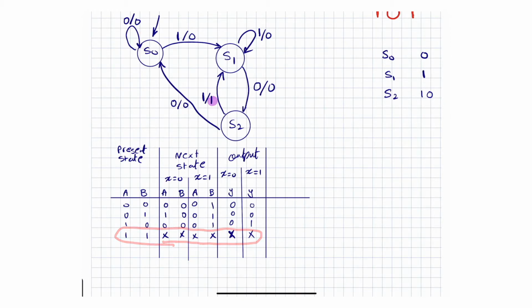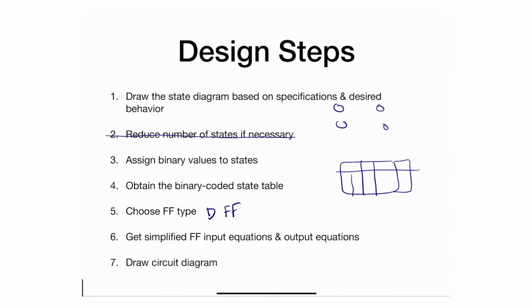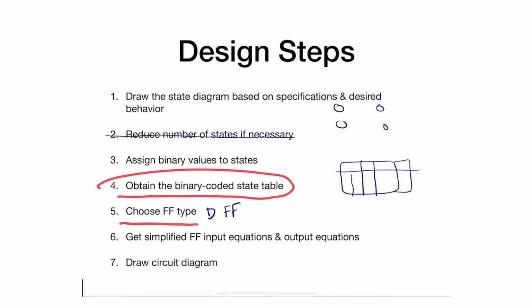state 3. As you can see in here, I'm using 2 flip-flops, so I have 4 states all the way from S0 to S3. I don't have S3, so I can deal with these as don't care, or you can definitely specify them. All right, so let's take a look at what the next step is. We figured out what the binary encoded state table is. So now we're going to have to figure out what type of flip-flop we're using.